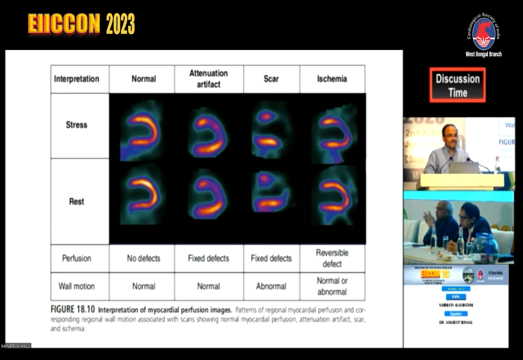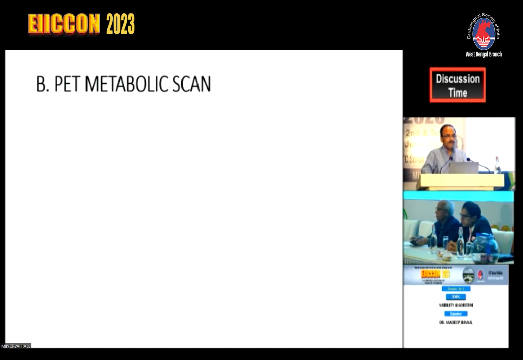If the defect is fixed, that means at stress there is no perfusion, and at rest also there is no reperfusion in that area. This is suggestive of a scar. And the most important for us is on the extreme right. If we see towards the apex, there is a blue area on stress, which fills up with the orange perfusion at rest. This shows that there is ischemia, and this is going to be a viable myocardium.